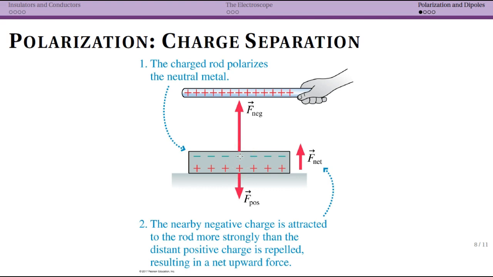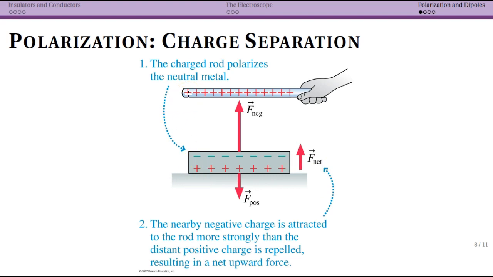Because the negatives are attracted stronger than the positives are repelled, because the positives are further away, we actually get a net force that's up. Think if these were little bits of paper, that in fact maybe this net force up is enough to make that little bit of paper jump up.